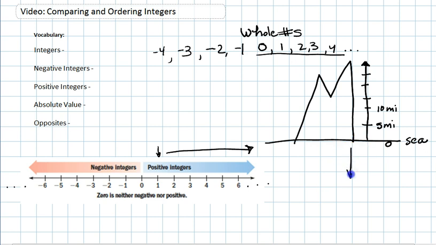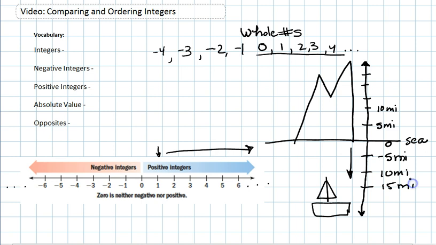Now, to measure what's under the sea, for instance, if I had a shipwreck under the ocean and I wanted to measure the distance to the bottom of the ship, this would be measured in negative integers. So 5 miles, 10 miles, 15 miles. These are all negative integers, and -20 miles. So again, I have 0, the positive integer, and its opposite, the negative integer.